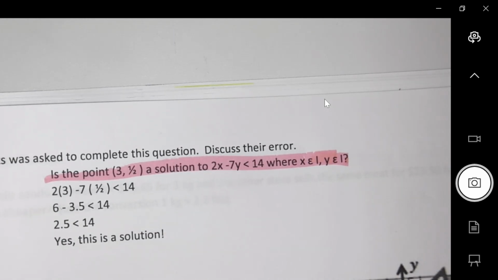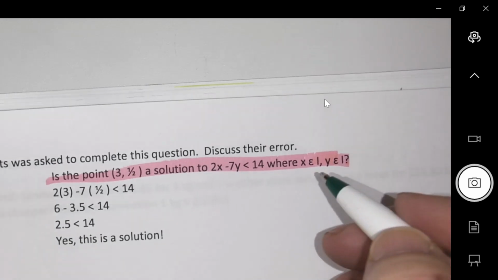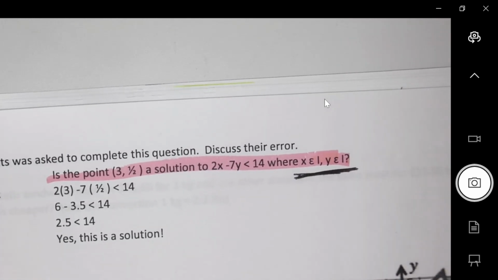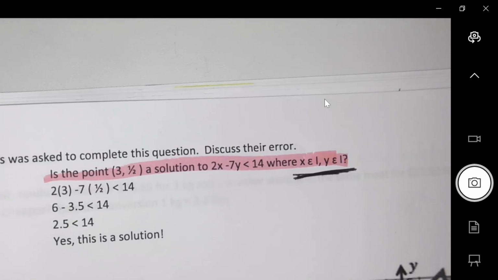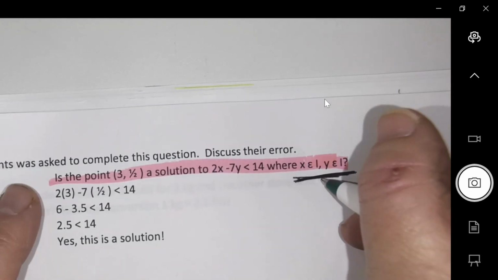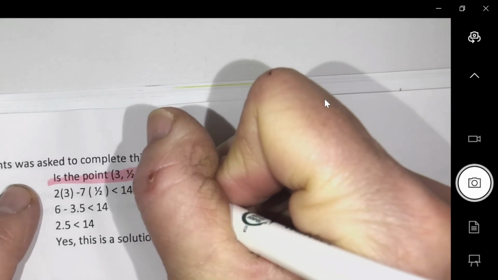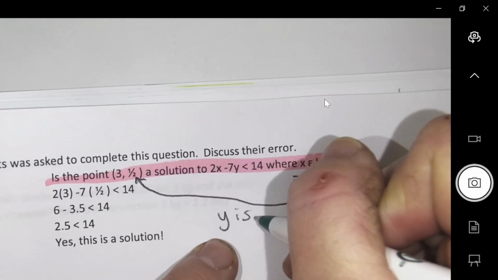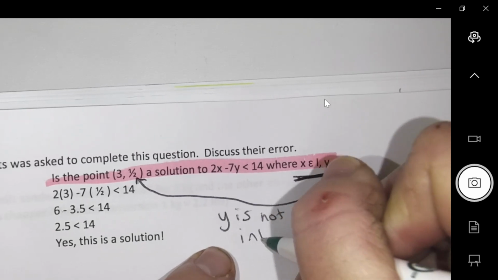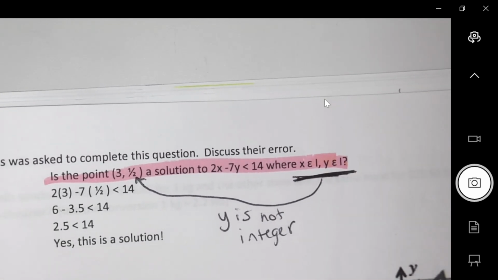So what is the idea that they forgot? They forgot to think about something, which is why their answer is wrong. And this is what they forgot. It says that x and y have to be integers. And that y is a half, which is not an integer, so therefore it's not acceptable as an answer.